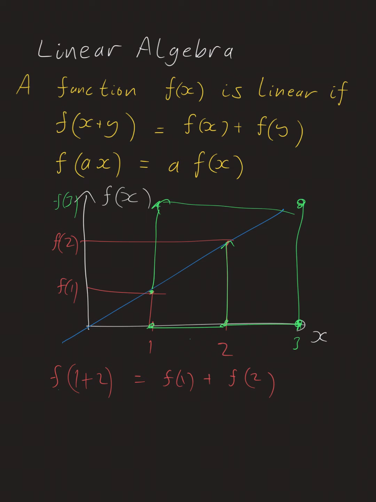It also won't work if my line doesn't go through the origin. So the other property there is that f of ax is equal to a times f of x. Well, that just means that I go a certain amount up for every 1 I go over. And if I want to go over a times that, let's say I go over 3 times 1, I go up 3 times f of 1. So again, this is another property of straight line functions.